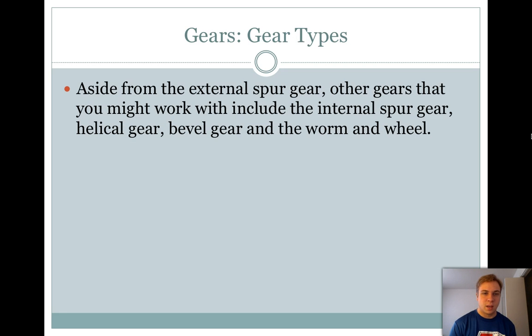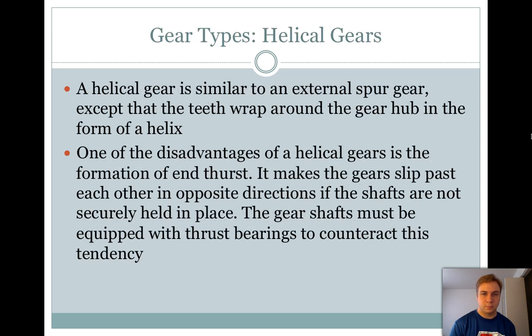Gear types. Aside from the external spur gear, other gears you might work with include the internal spur gear, helical gear, bevel gear, and the worm and wheel. Helical gears. A helical gear is similar to an external spur gear, except that the teeth wrap around the gear hub in the form of a helix.